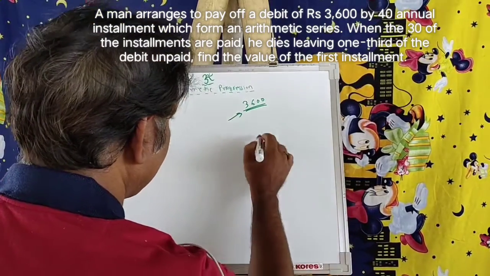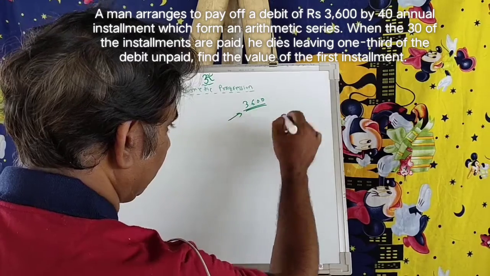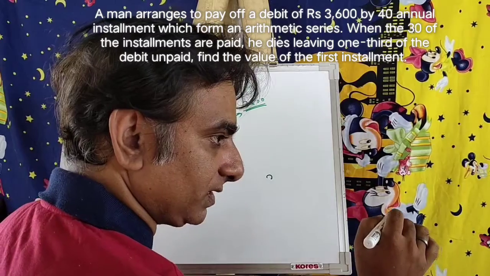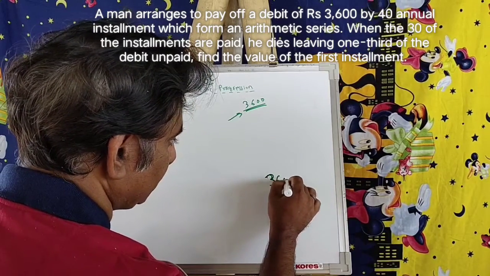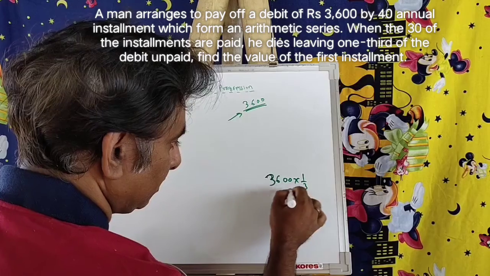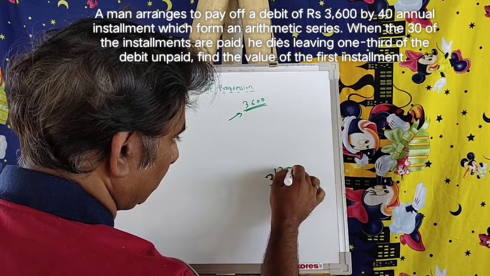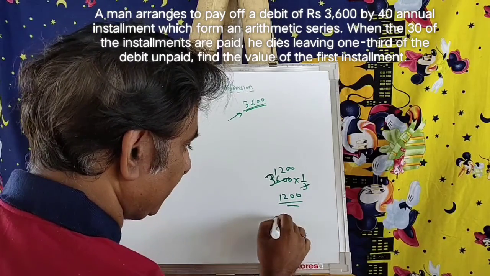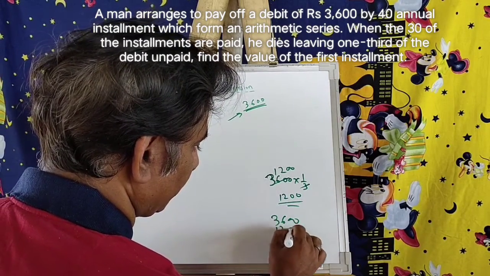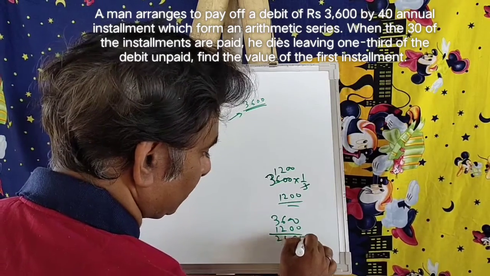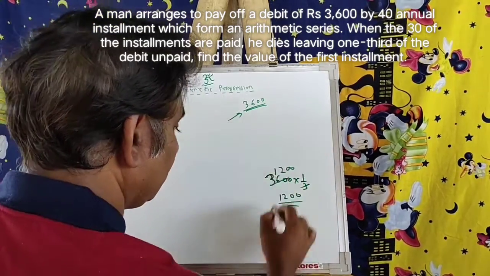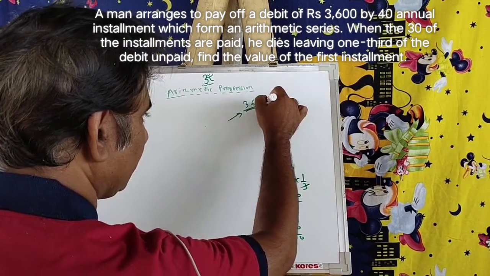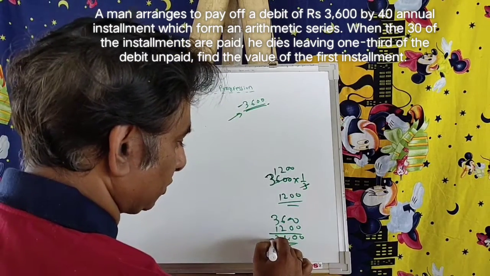That means he had already paid 30 installments. How much had he paid and how much not? He had paid 30 installments and 1/3 of his debt is unpaid. That means 1/3 is 3,600 into 1 by 3, which is 1200. So 1200 he has not paid. So how many rupees has he paid? That is 3,600 minus 1200, that is 2,400 rupees he has already paid by 30 installments. His plan was to make the payment by 40 installments, but he paid 30 installments.